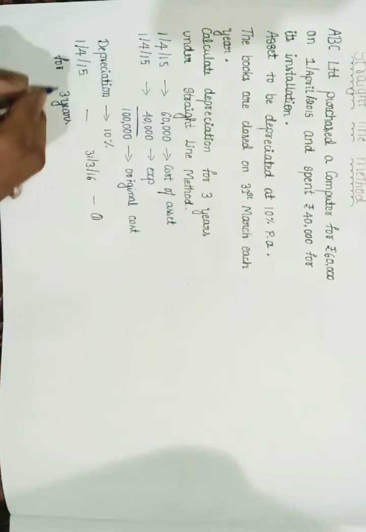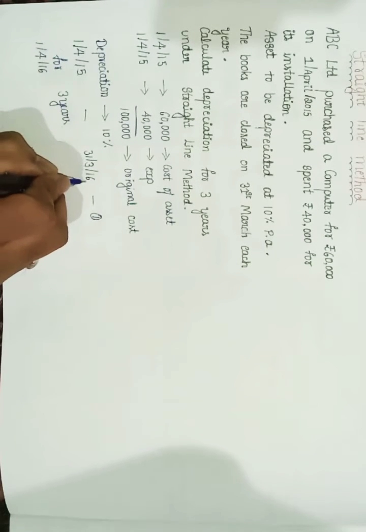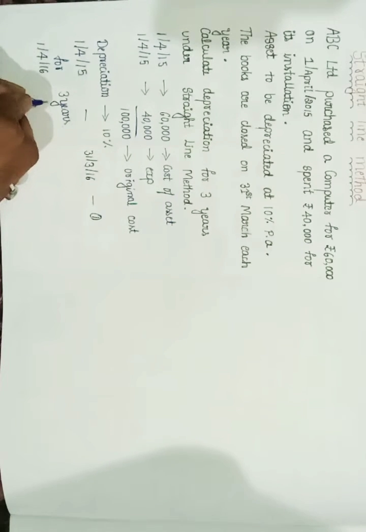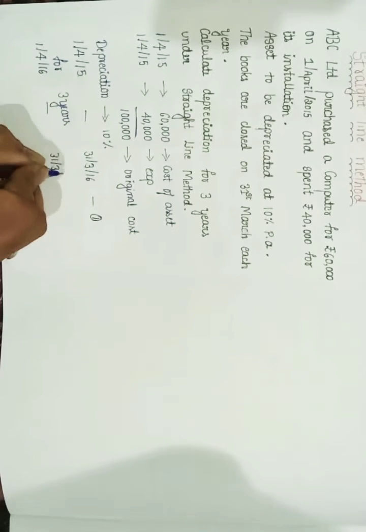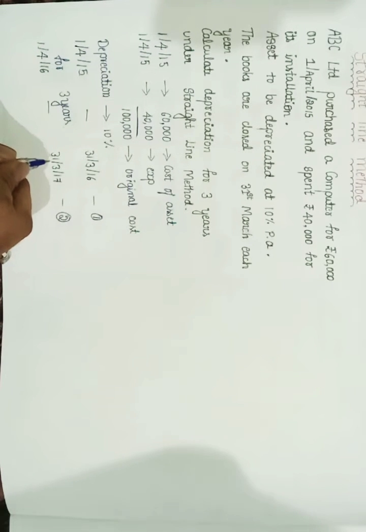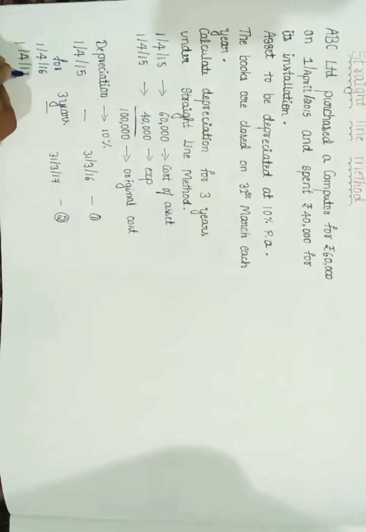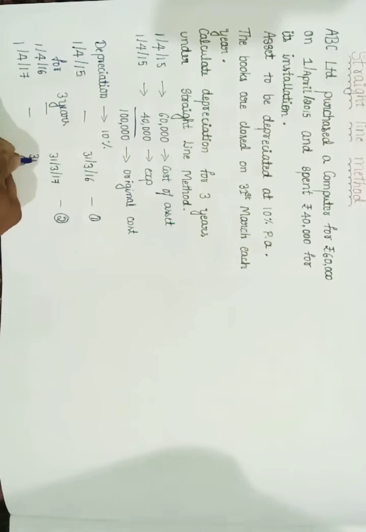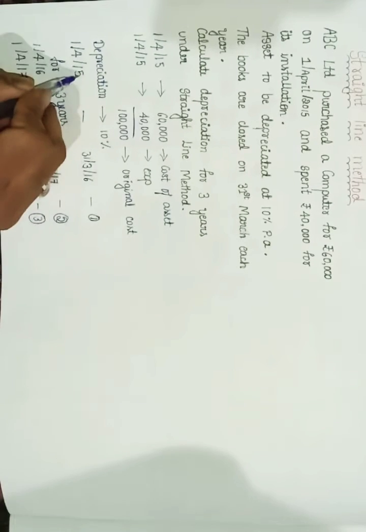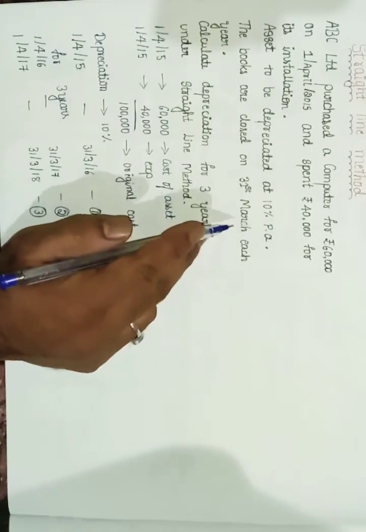Then the next year will be 1st April 2016. After 31st March 2016, we get the next day as 1st April. So the next year is 1st April 2016 to 31st March 2017. This is the second year. Then after 31st March, we get the next day as 1st April 2017 till 31st March 2018. This is for 3 years, which means from year to year we need to calculate depreciation. This is all the information they have given in the question.